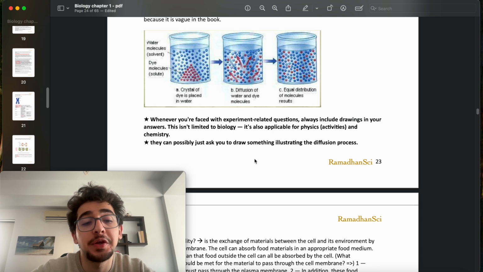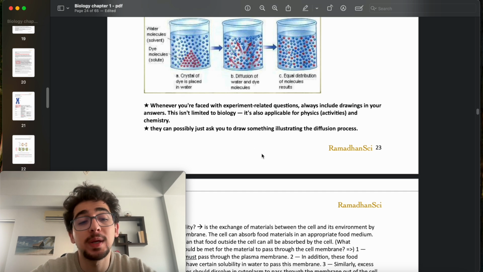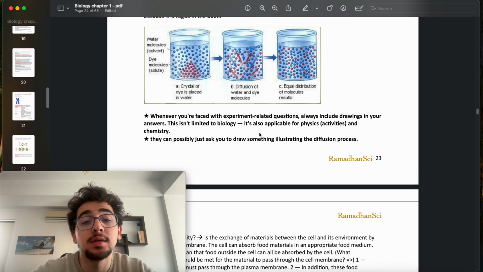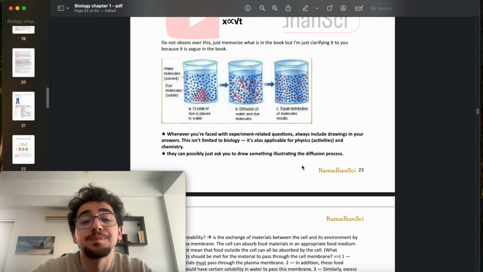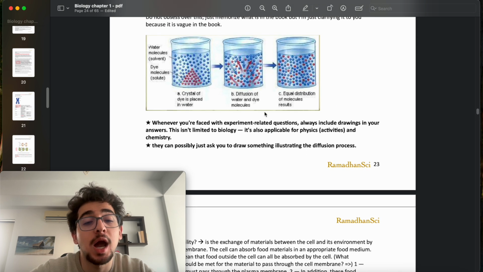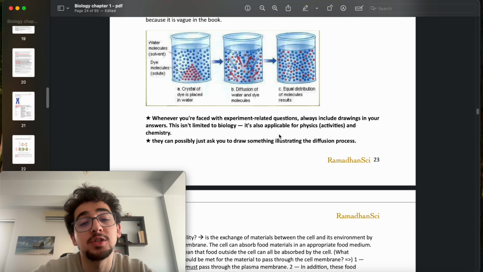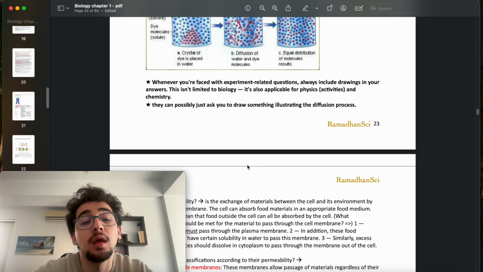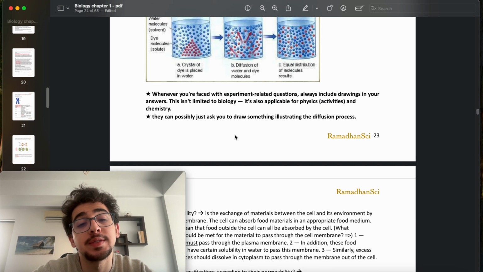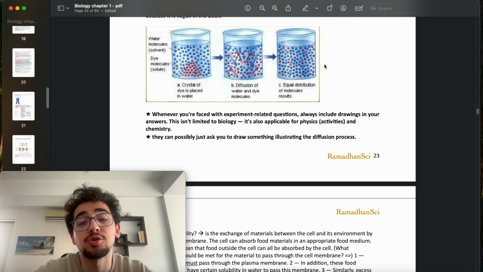Also, whenever you have an experiment question, always, and I mean always, include drawings with your answer. This is not just limited to biology, it's also applicable to physics, for example, in the activity question, and chemistry as well. A possible question is that they just tell you to draw something to illustrate the diffusion process, and you're just going to draw this.